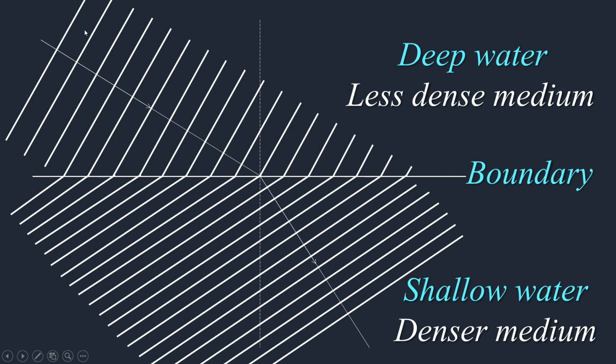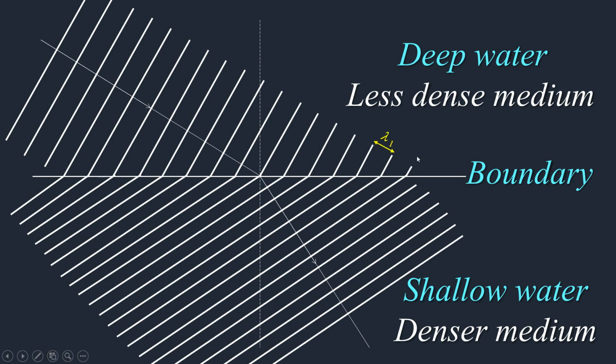Look at the incident wavefronts, how they were spaced. Look at the refracted wavefronts. In the deep water, which is the less dense medium, they were more spaced. In the shallow water, which is the denser medium, they are closer to each other. Do you observe that? Or is only me seeing it? Yeah, it is true. Here, they are closer to each other in the shallow water.